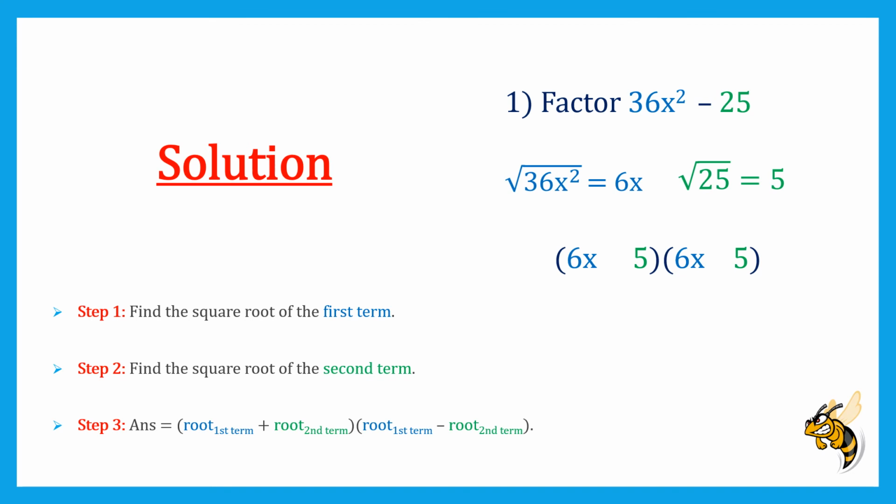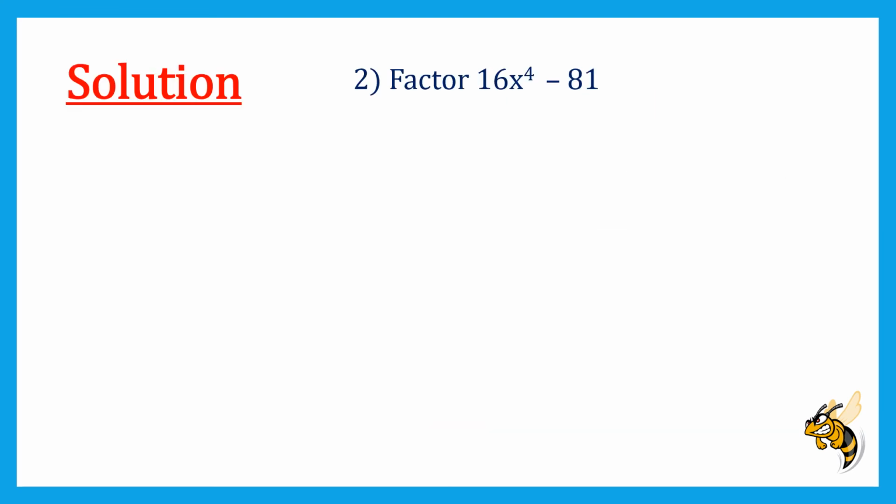We just need to put our signs inside the parentheses. And remember, one is positive and one is negative. And that's your final answer. It doesn't matter if you had 6x minus 5 times 6x plus 5. They're exactly the same. Now, let's do the solution for number 2.